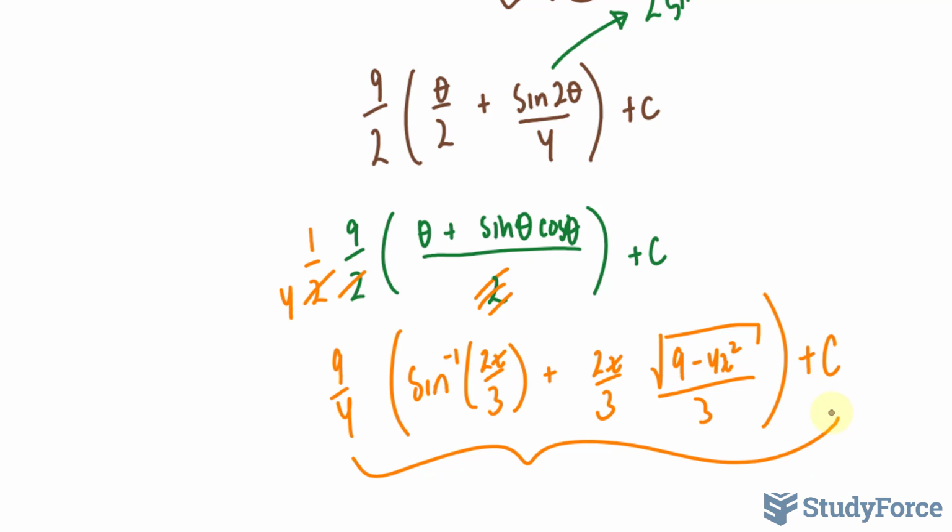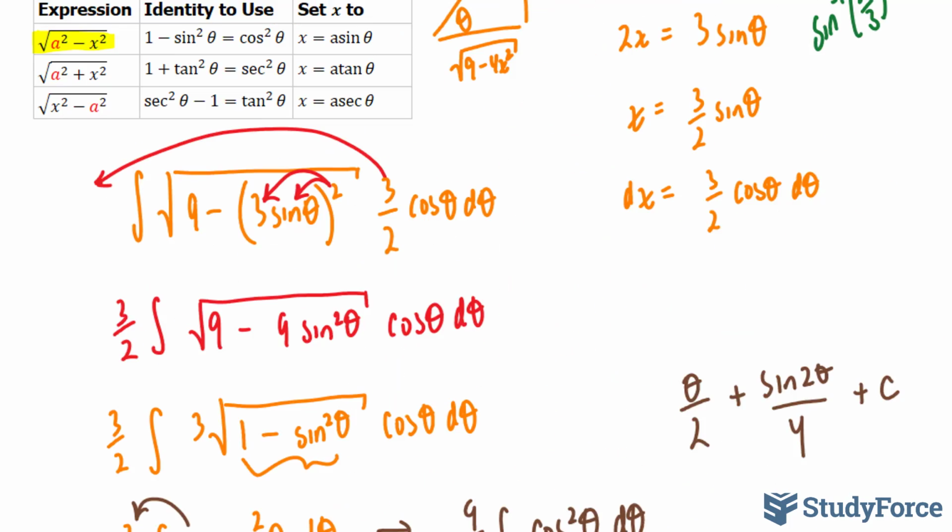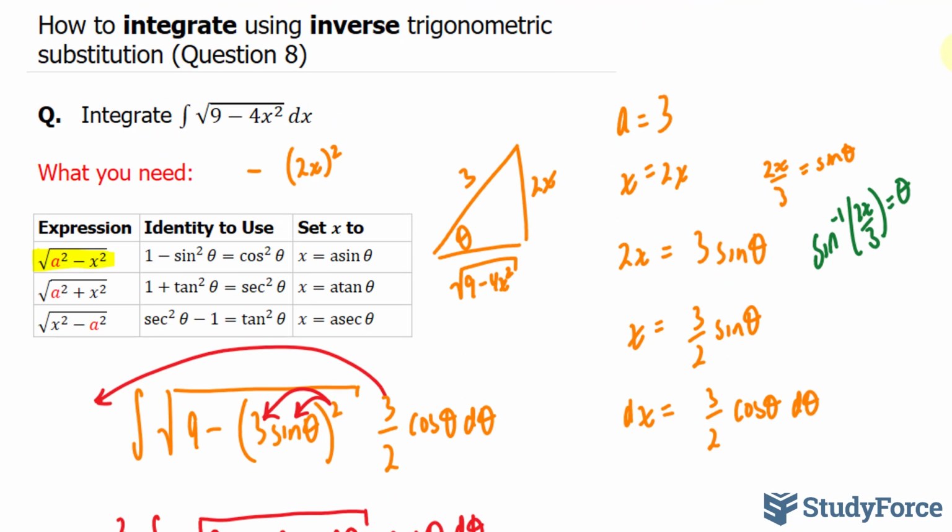This represents the integral of the function we started with. And there you have it. That is how to integrate using inverse trigonometric substitution. Make sure to watch question 9 for our final question in this series.